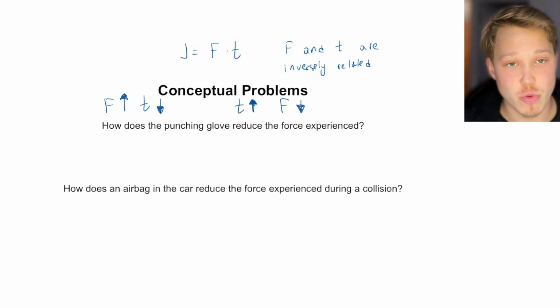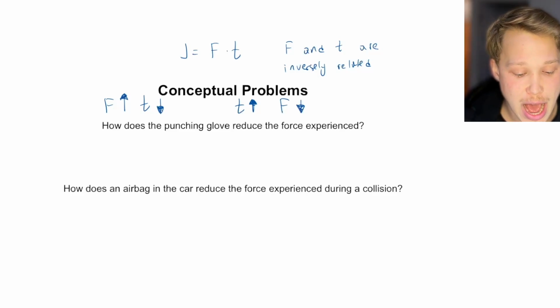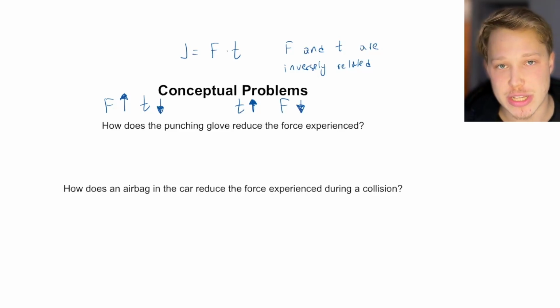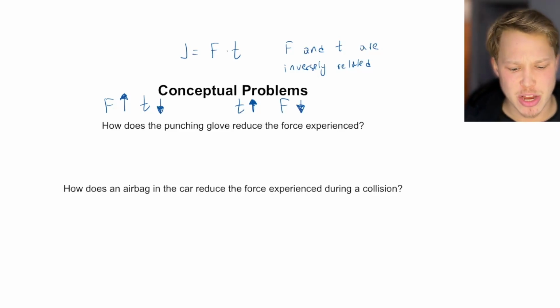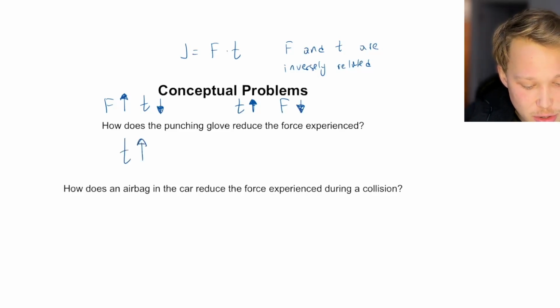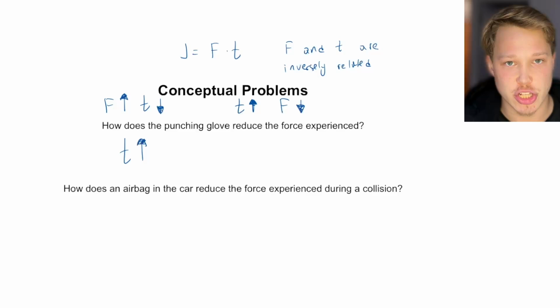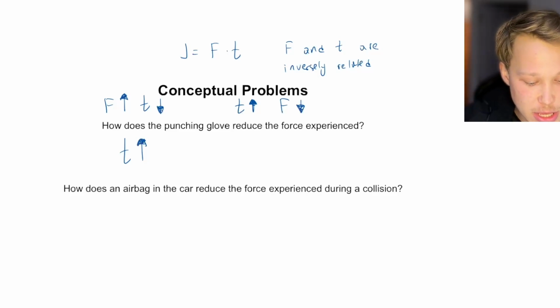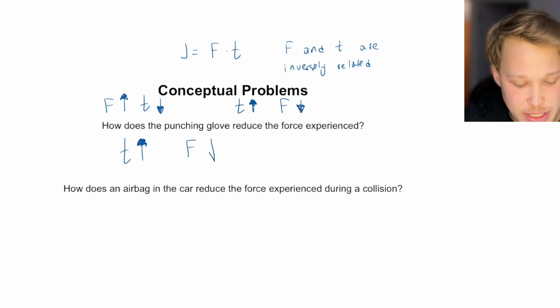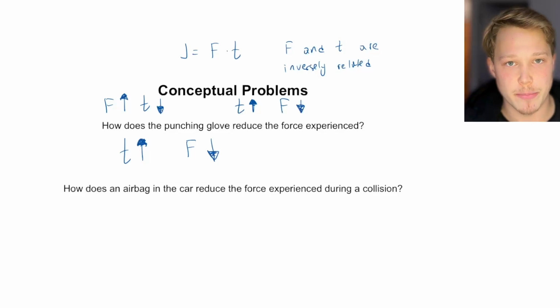So how does it apply to real life examples? Well, for the fans of boxing, let me ask you this question. How does the punching glove reduce the force experienced by the boxer? I know this might seem like a really obvious fact, but what is the actual physics behind it? Of course, it's related to impulse. The punching glove increases the time it takes for the punch to occur. Instead of happening in an instant, it takes some time for the glove to compress. So by increasing the time, you're decreasing the force experienced.